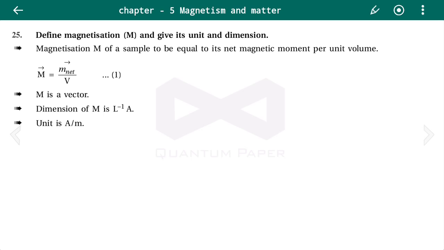Define magnetization, which is denoted by capital M, and give its unit and dimension. Magnetization M of a sample is equal to its net magnetic moment per unit volume. So this is the definition. Magnetization is nothing but the net magnetic moment per unit volume. Now, first of all, let us see what the magnetic moment is.